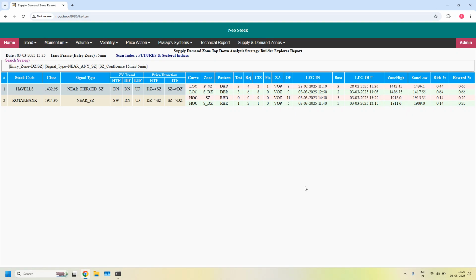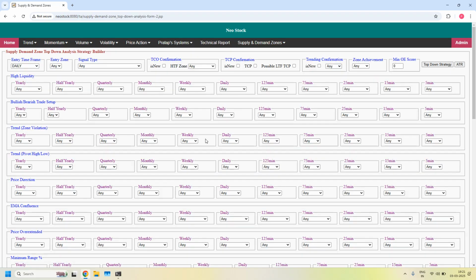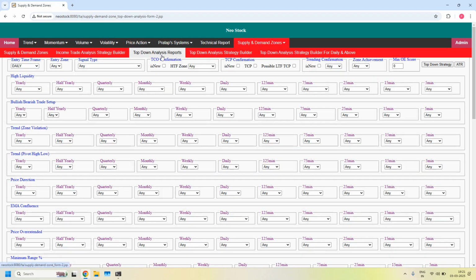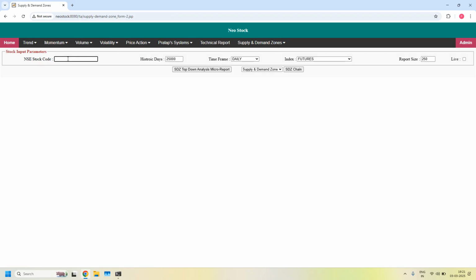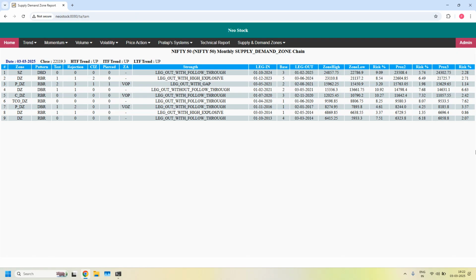Okay, this is about stocks near demand and supply zones for all the time frames. Next, we will generate Nifty and Bank Nifty supply demand zone chain. So let's start with Nifty. From monthly time frame, generating monthly supply demand zone chain for Nifty.